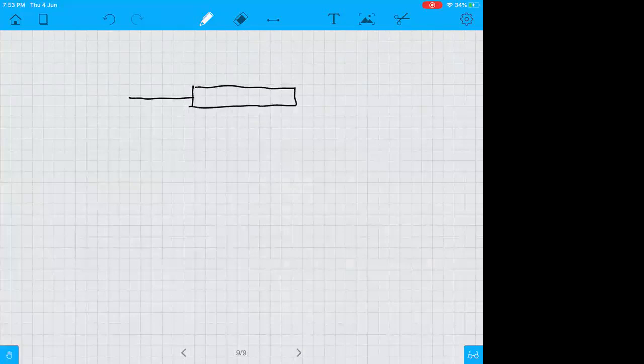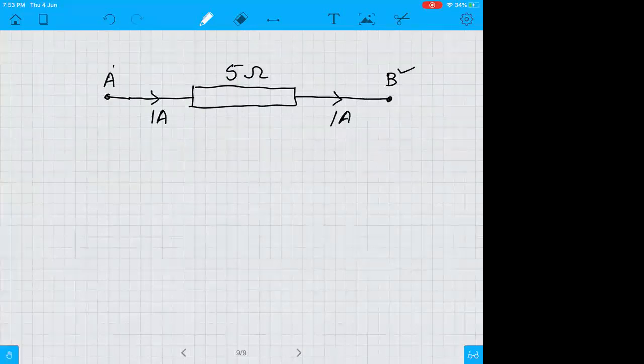You have this resistor. The resistor is of 5 ohms. What this means is, if you apply a potential difference of 5 volt, then you will get a current of 1 ampere for this resistor. Now let's suppose this is point B and this is point A. If you get a current of 1 ampere from A to B, it means that B is at low potential and A is at high potential. So one thing is clear, A is at high potential and B is at low potential.